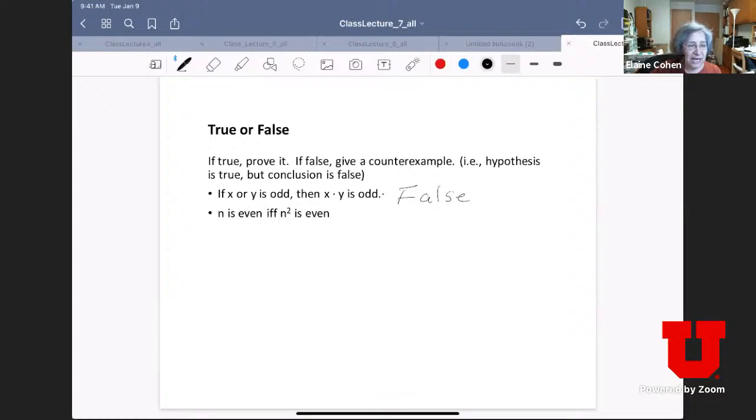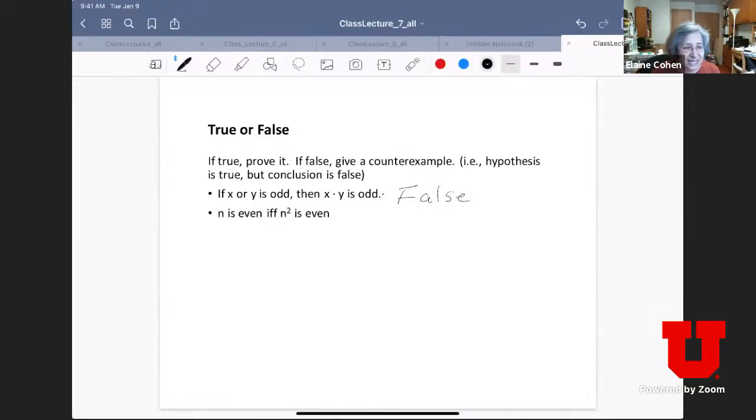What about if I said if X and Y is odd, then X times Y is odd? True. That would be true. Odd times odd is odd. 3 times 5 is 15 for an example. But you could prove it, couldn't you?